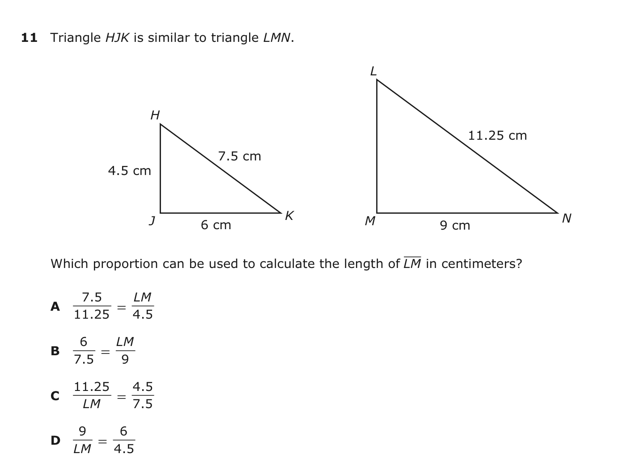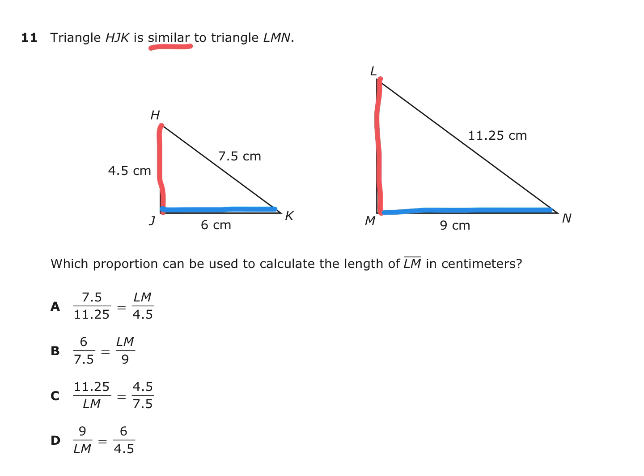Okay, so now we're at problem 11, where we have triangle HJK, smaller triangle, is similar, which means they're going to be proportional to triangle LMN. And so we are looking for LM, which proportion can be used to calculate the length of LM. So here's LM, and LM corresponds to HJ. So 4.5 will be proportional to LM. And then the base of this triangle JK is 6, and that one's going to be proportional to MN, which is 9.